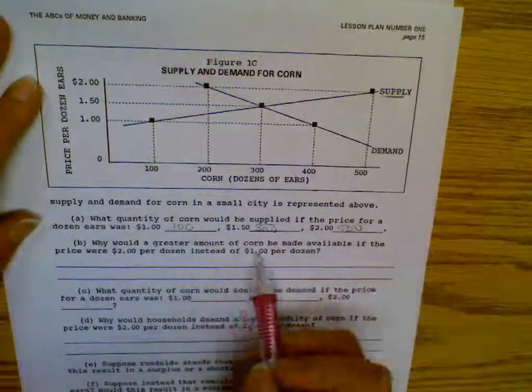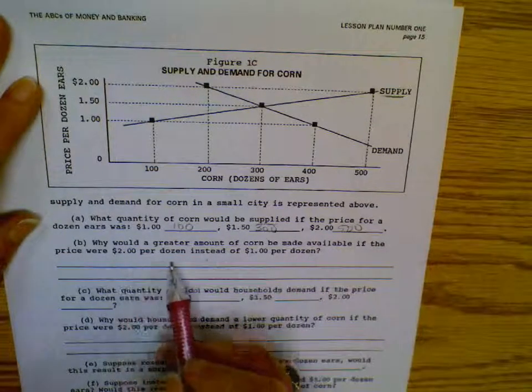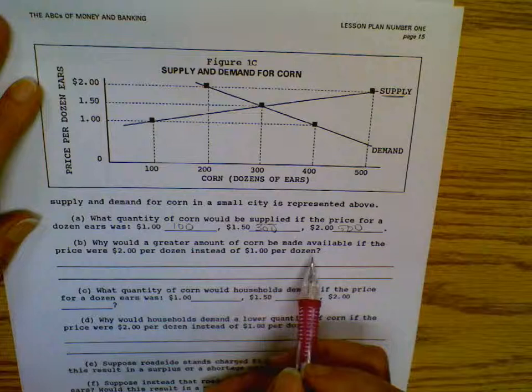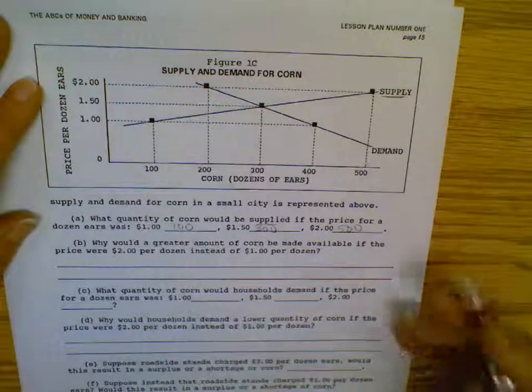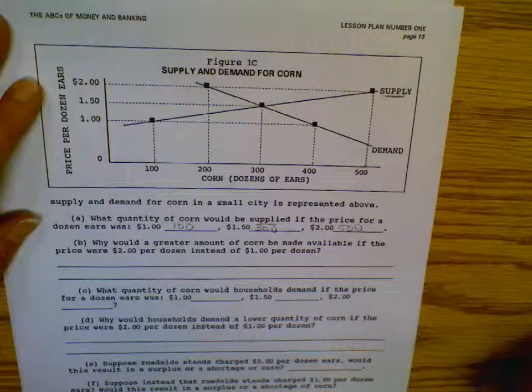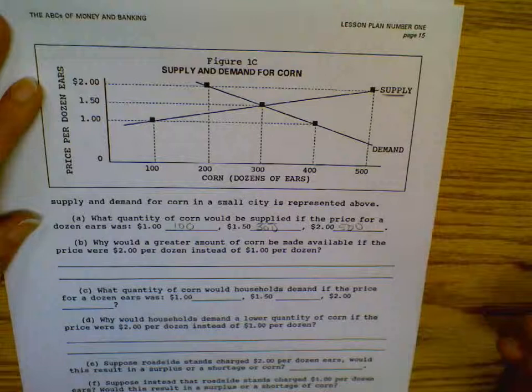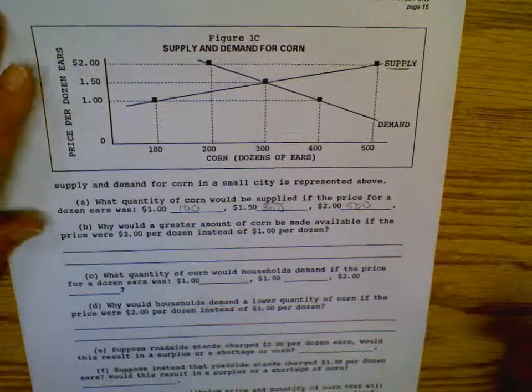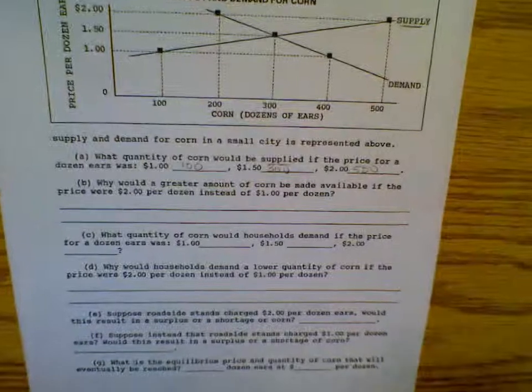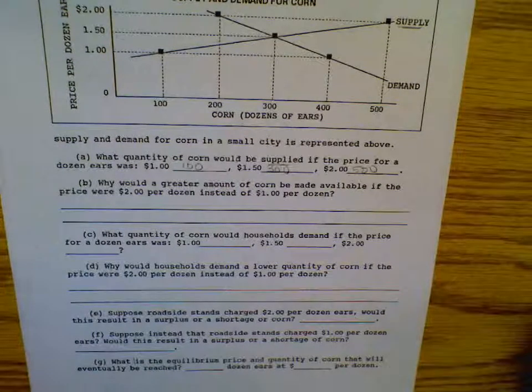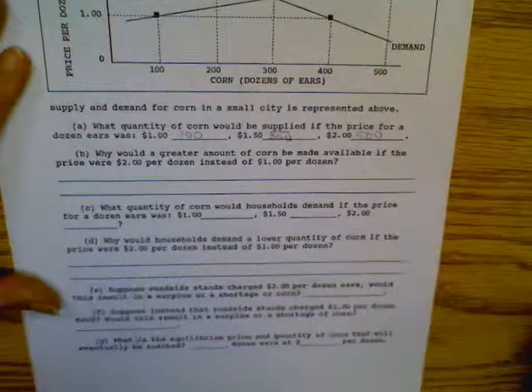Why would a greater amount of corn be made available if the price were $2 per dozen instead of $1 per dozen? And those are the reasons why the supply curve is upward sloping. There's a profit motive. More firms are going to enter if the price goes up. And the only way they will make more available for sale to cover all their costs is if they can increase the price of it.